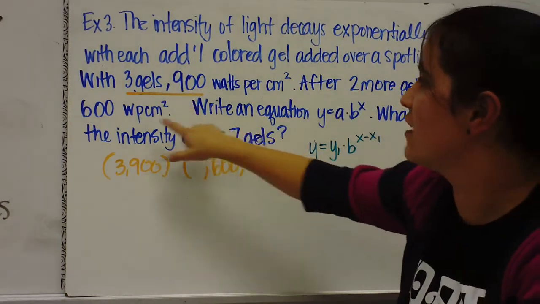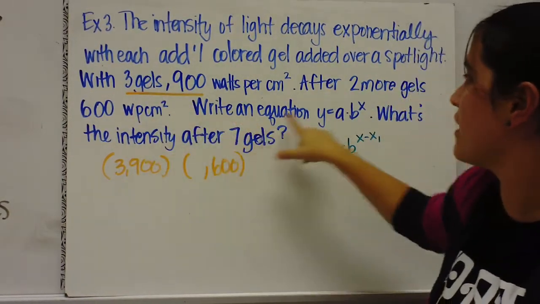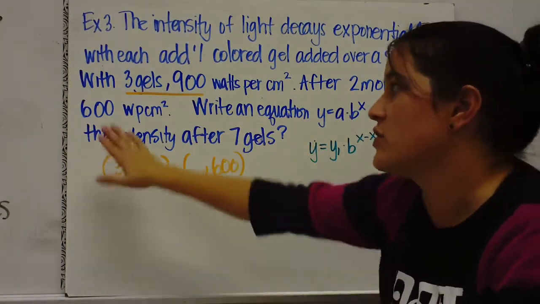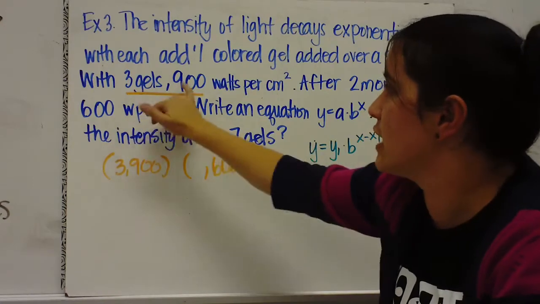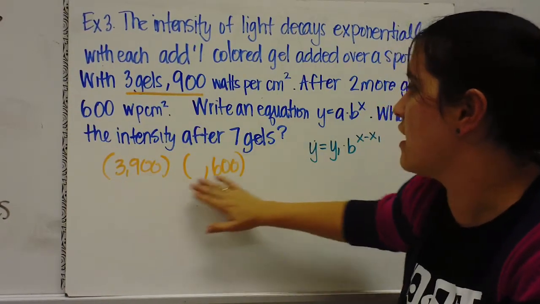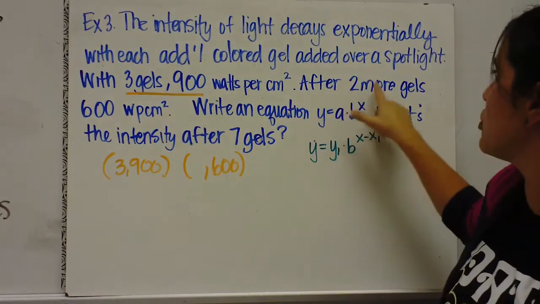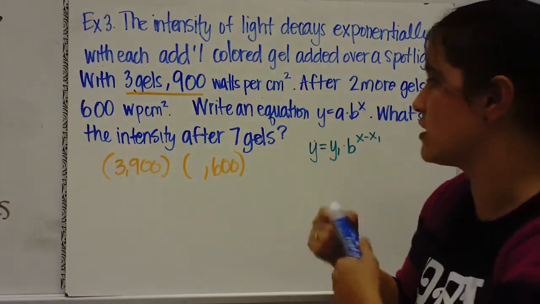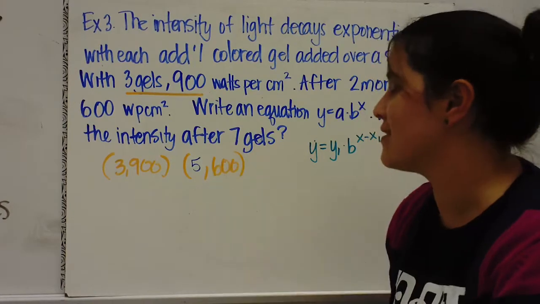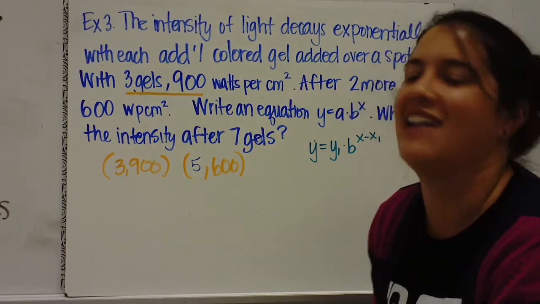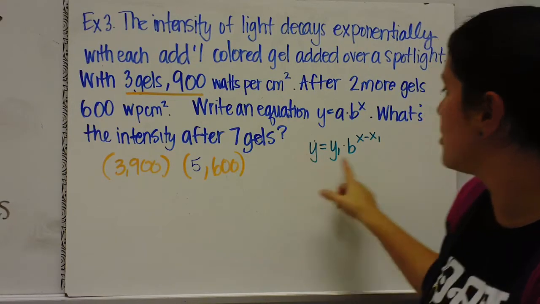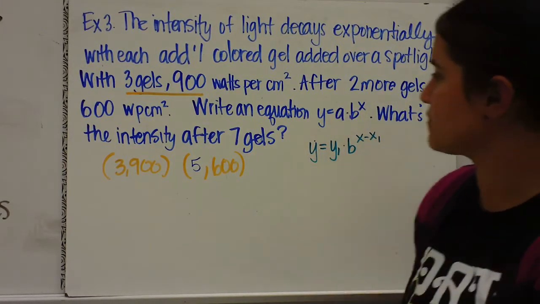Okay, sorry. 600 watts per centimeter squared. Write an equation in this form. What's the intensity after 7 gels? So you can see I've set up my 2 points, 3 and 900, and then I have 600. But when it says after 2 more gels, you have 3 gels, and then you have 2 more gels, that would be 5 and 600. Seems like they're all 3 and 5. That's interesting. Now, we need to use our formula right here.